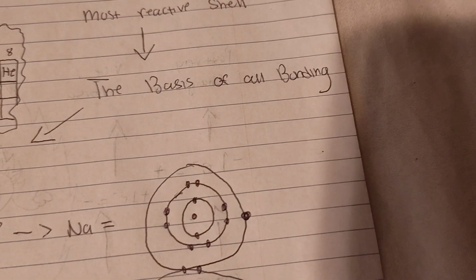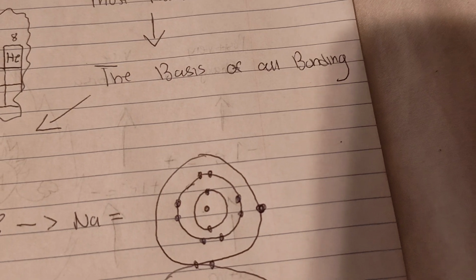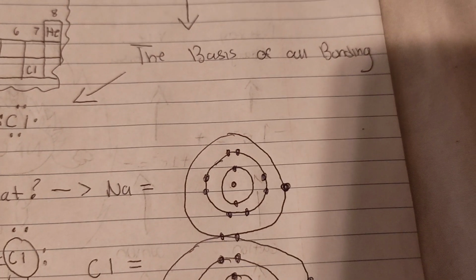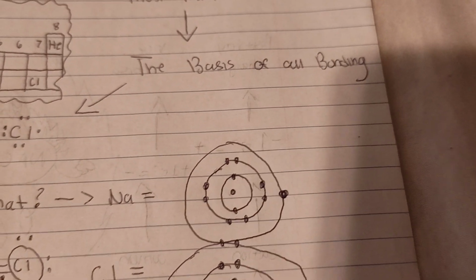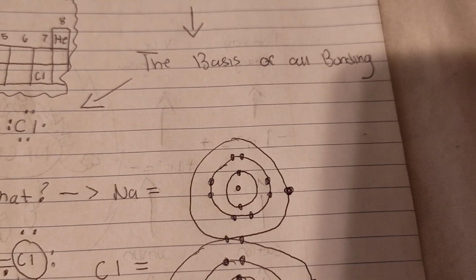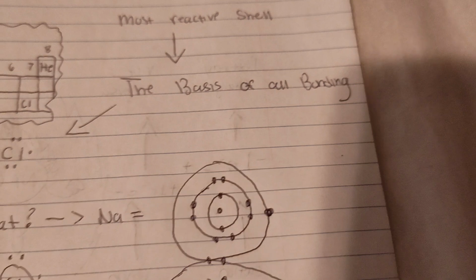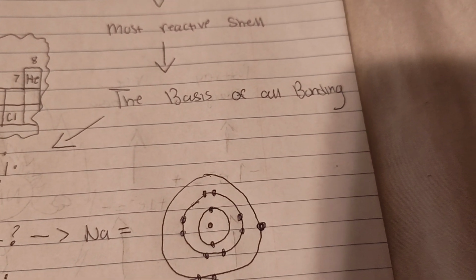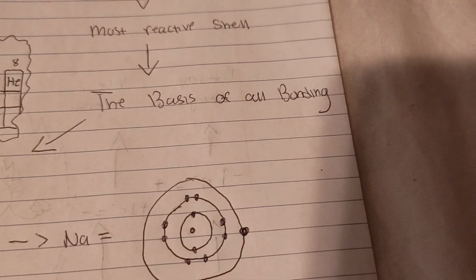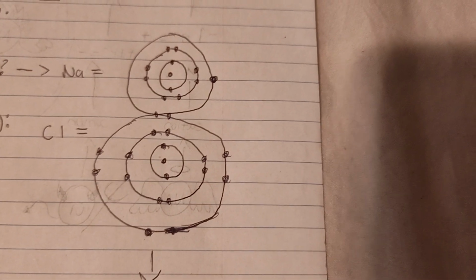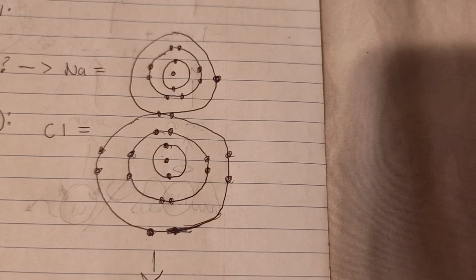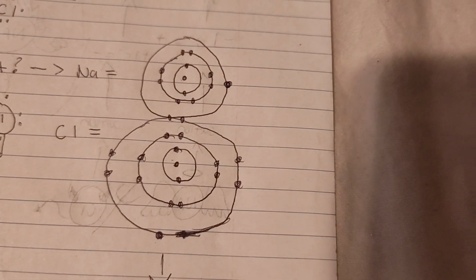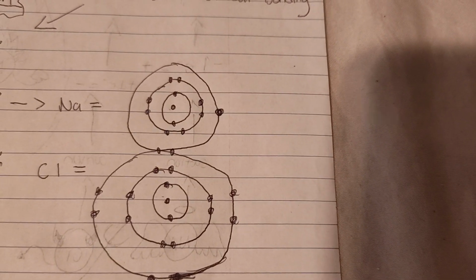This is the Bohr model for sodium. In the first shell, it has 2 electrons. In the second one, it has 8. And then in the last one, it has 1. Weird, right? And then chlorine, in the first one it has 2, in the second one it has 8, and in the last one it has 7. Not quite 8. So, you might be wondering, again, so what? Who cares?